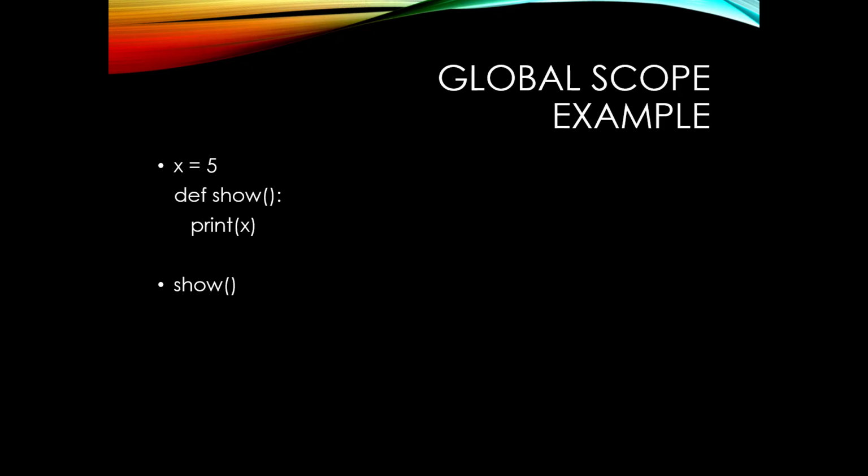Now let's take a look at a global scope example. First we are creating a variable x and we are defining a value of 5 to it. And next we are creating a function show where we are printing the value of x. Here x is global and accessible inside the function.